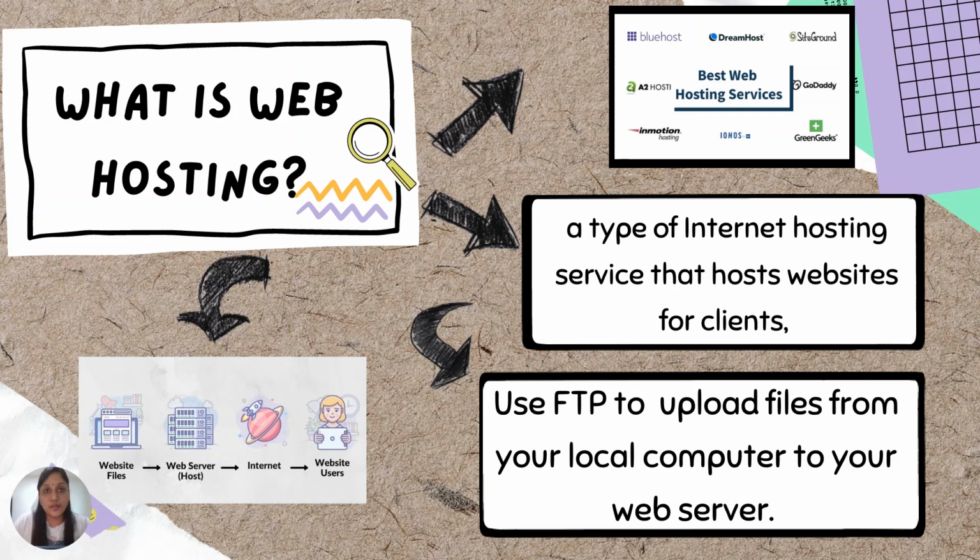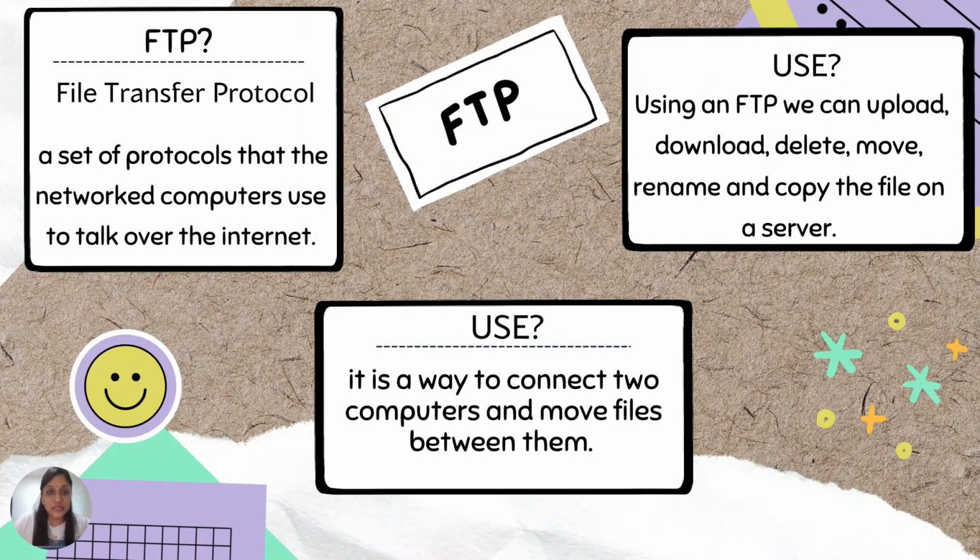Now how do we publish our website? We use FTP. FTP is a file transfer protocol. It is a set of protocols that helps a computer to communicate or to transfer files from one computer to another computer. So we can upload files from our computer to the web server with the existence of the internet. In detail, FTP is a set of protocols that networked computers use, and it's a way to connect computers and to move files between them. So we can upload, download, delete, move, rename, and even copy files.